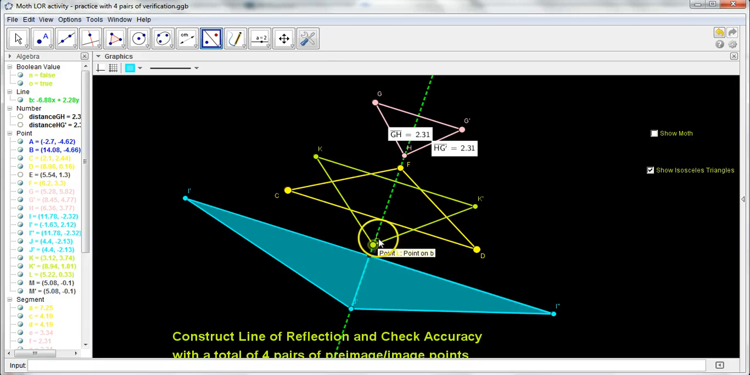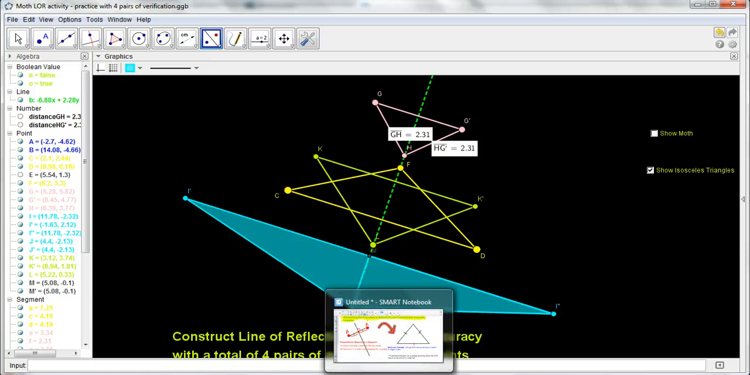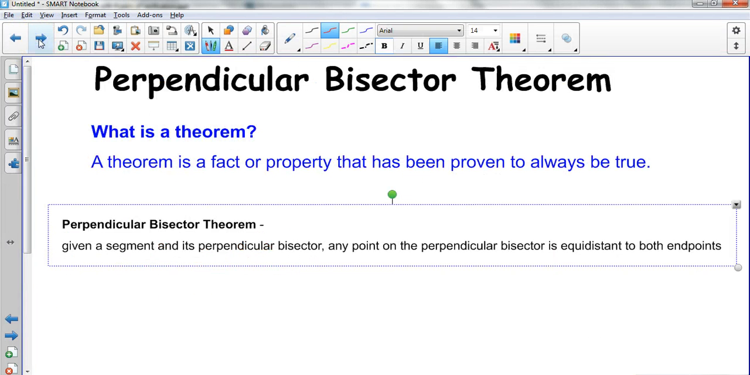So when we put a point on the line of reflection or on a perpendicular bisector, that point is always going to be equidistant to the endpoints. Another way of saying that is we're always going to make an isosceles triangle, okay? And that's always going to happen with reflections. So let's take some notes on what's called the perpendicular bisector theorem.